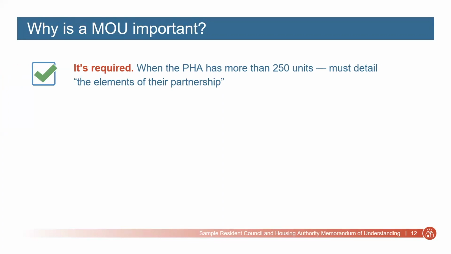Having an MOU is important for a number of reasons. It's required when the PHA has more than 250 units. As noted, HUD regulations say that the housing agency and the resident council need a written agreement that details the elements of their partnership agreement, and it shall be updated at least once every 3 years.